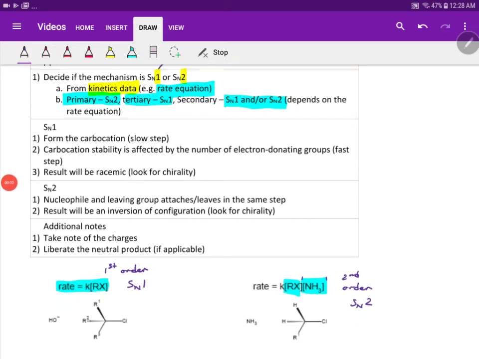Hi, in the last lesson, we talked about how we can identify if the mechanism is SN1 or SN2. So in this lesson, we are going to focus on the SN1 mechanism.